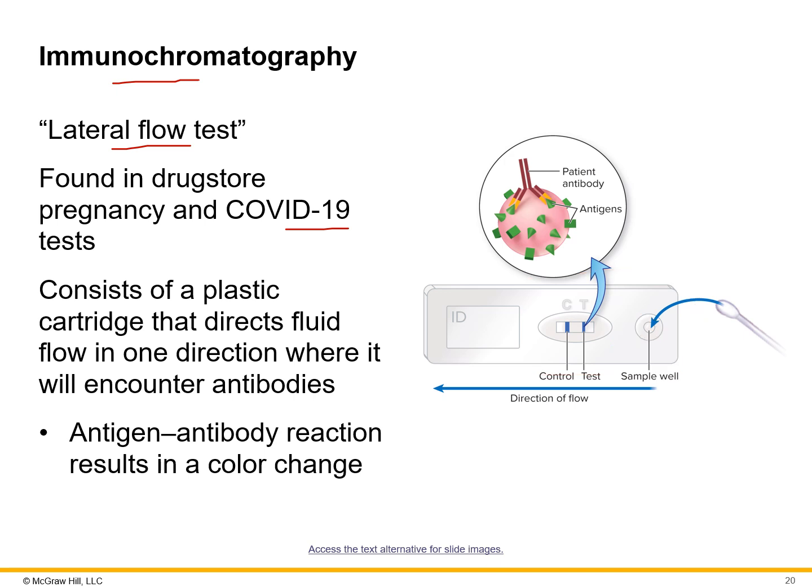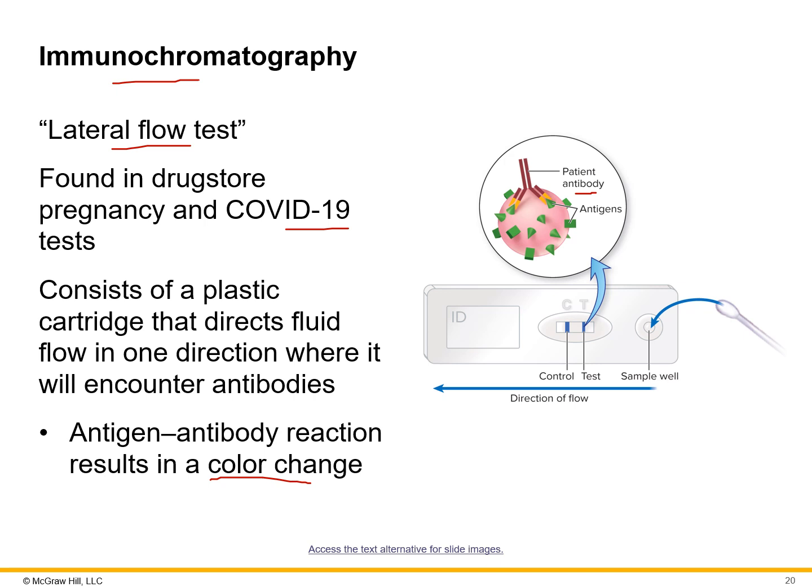So antigen has been absorbed onto the paper of this cartridge. And so what happens is if the patient is actually producing an antibody to COVID, then it's going to bind to the antigen on the cartridge, and it produces a color change. It produces this banding that occurs.